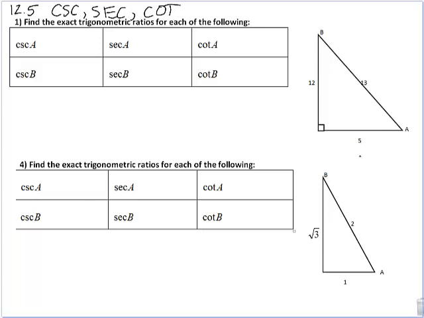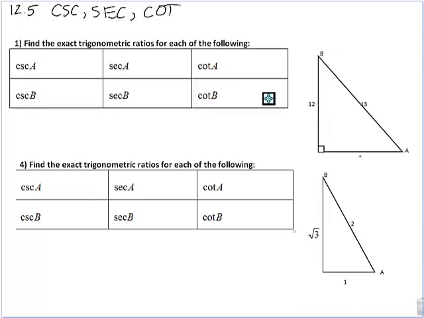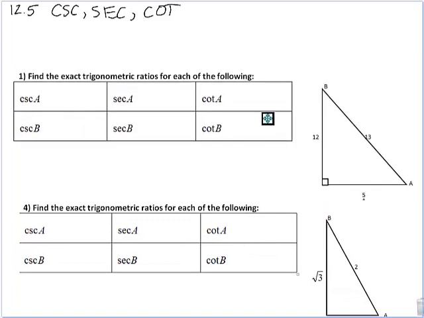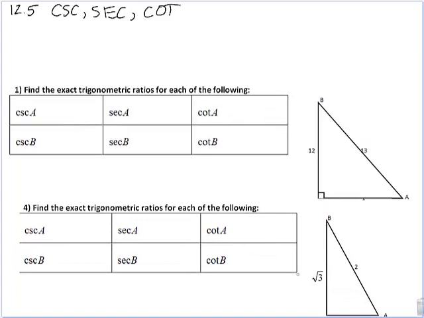All right, so we are going to find cosecant, secant, and cotangent. So first off, we need to know what these functions are. I'm just going to move these down. Cosecant, secant, and cotangent are the reciprocals of sine, cosine, and tangent.